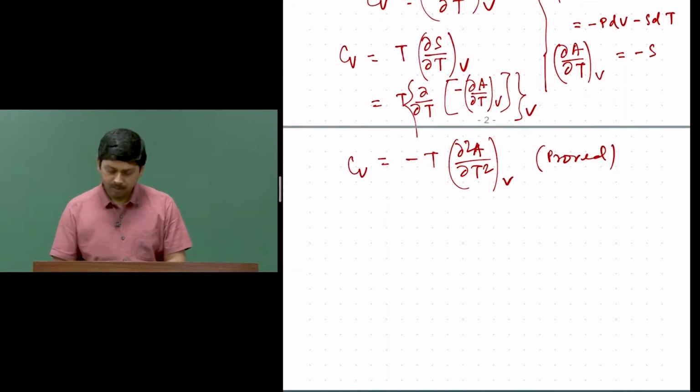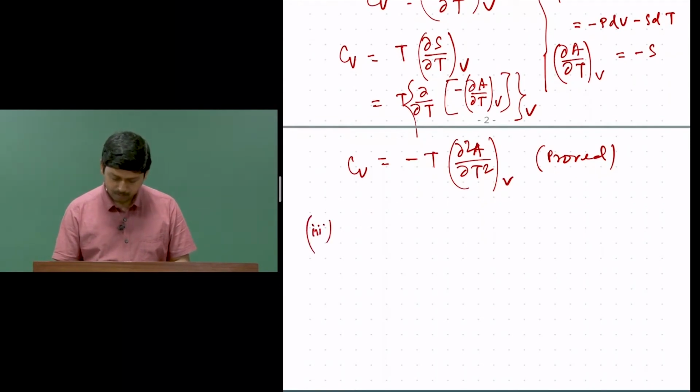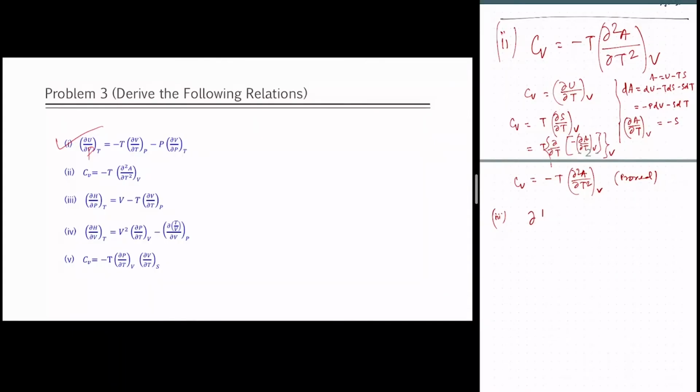Now, we will go to the third problem. Del H by del P at a constant T is equal to V minus T del V by del T at a constant P. So, this is what we have to show now.